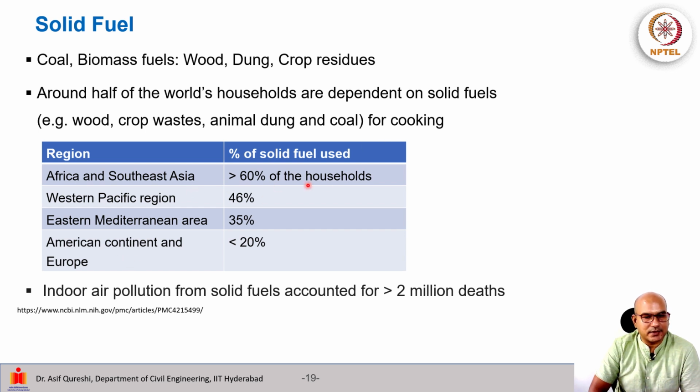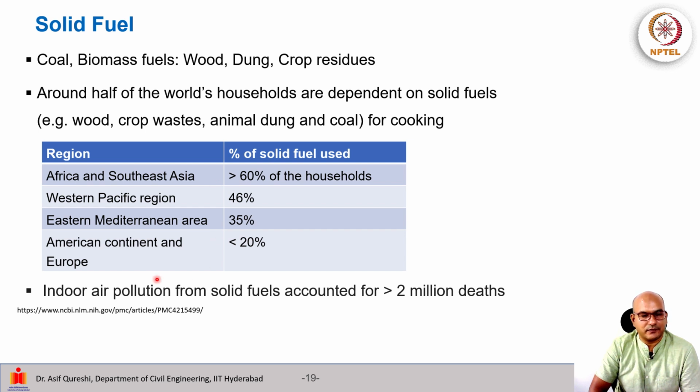And here there is a summary for different regions of the world, especially if we look at Africa and Southeast Asia. The majority of the households, 60%, have been using solid fuels. Then Western Pacific region 46%, Eastern Mediterranean 35%, and then the American continent and Europe, the household coverage of solid fuel is less in those areas. So we see a very wide variety of solid fuels being used, and we also see that mostly it is in Africa and Southeast Asia.